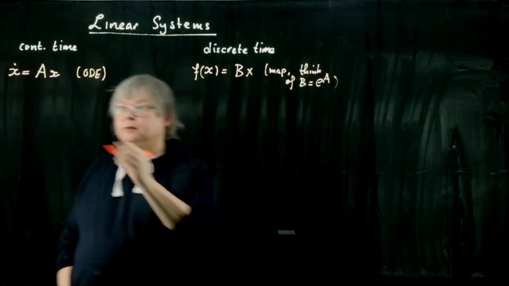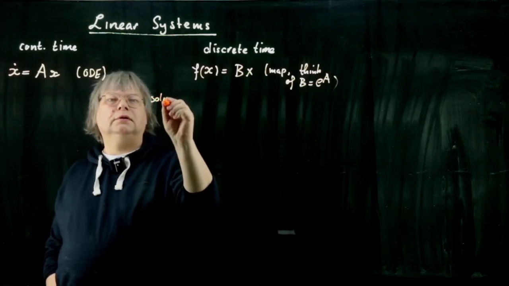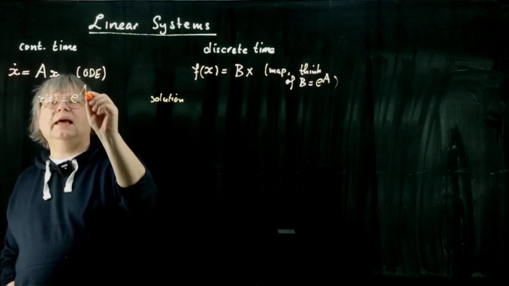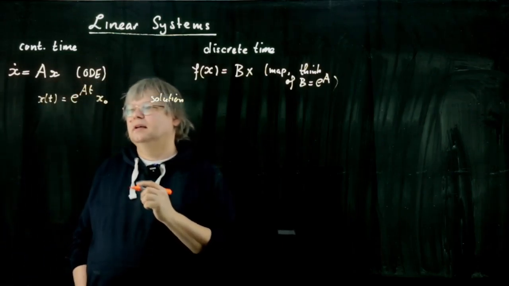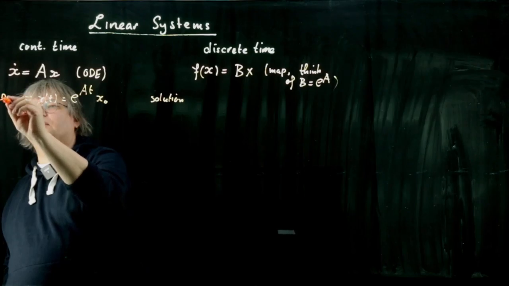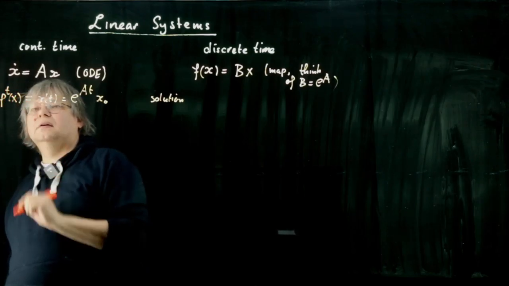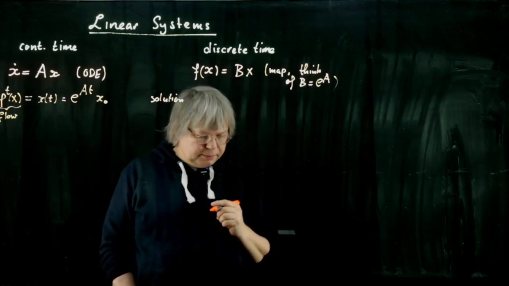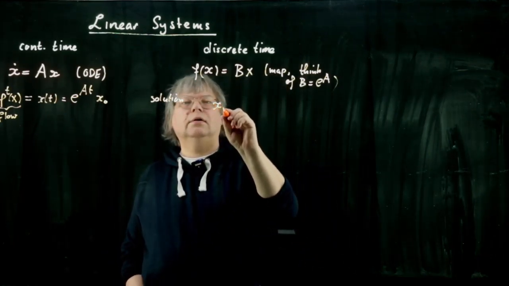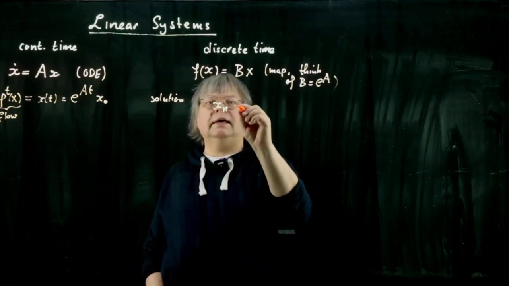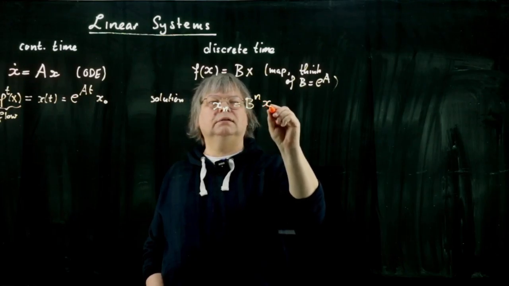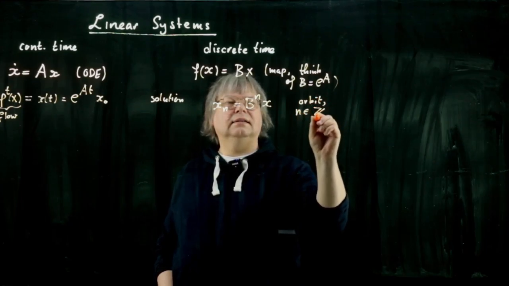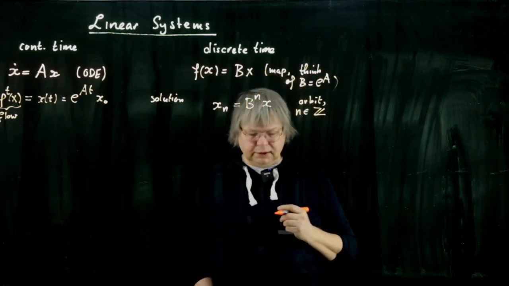So the solution of the ODE will have this form, x of t is e to the At times the initial value. And sometimes we like to use this notation, and this is called the flow. In discrete time, we have a sequence of points, which can be found by simply iterating this matrix. So this gives the orbit, and n is in Z in this case. That's discrete.